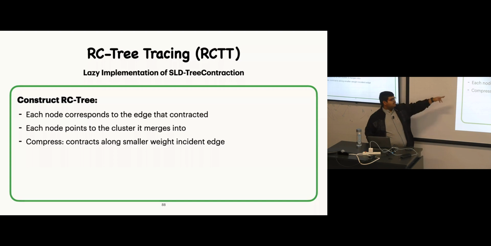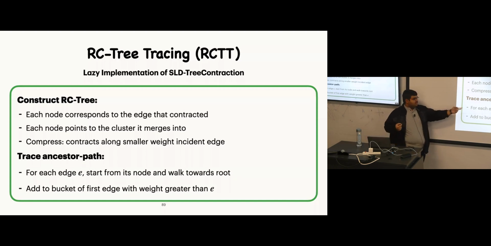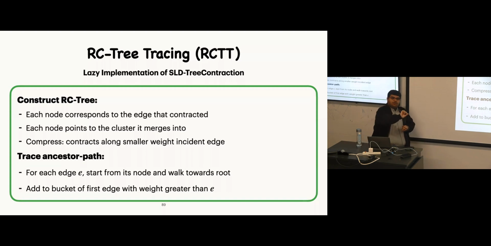And I guess compress still has to maintain the invariant that it always merges into the smaller weight incident edge. So once you're given this RC tree, we do the tree contraction process, but don't do anything about the single linkage, don't do anything about the dendrograms. So we have this tree contraction process represented using this RC tree. And now the idea is you look at the node corresponding to each edge. That node is a point at which it was introduced in our algorithm inside some spine. And then it was involved in every merge until it was removed by some edge. And that should be an edge whose weight is greater than it.